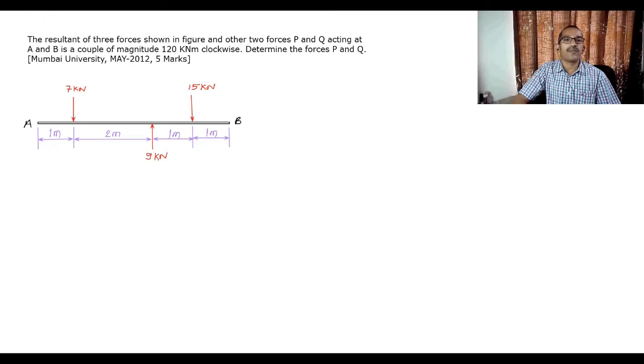The resultant of the 3 forces shown in the figure, and other two forces P and Q acting at A and B. That means there are a total of 5 forces acting, out of which 3 forces are shown in the figure and 2 are not represented. Therefore, from the wording, the other 2 forces are P and Q acting at A and B.